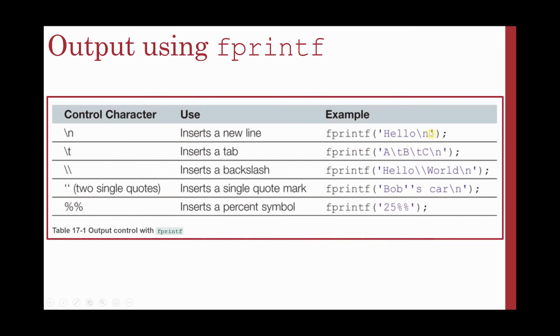So if I do fprintf hello, it's going to print the word hello and then go to the next line. \t inserts a tab. So if I do fprintf a \t b \t c \n, it's going to go a tab b tab c and then go to a new line. Double backslash inserts a backslash, similar to our apostrophe, which is 2 single apostrophes to get a quotation mark, and to get the percent symbol you have to hit the percent symbol twice. That is because backslash, single quotes, and percent sign are all commands that do other things in MATLAB.